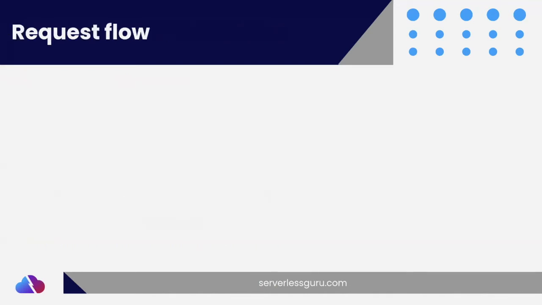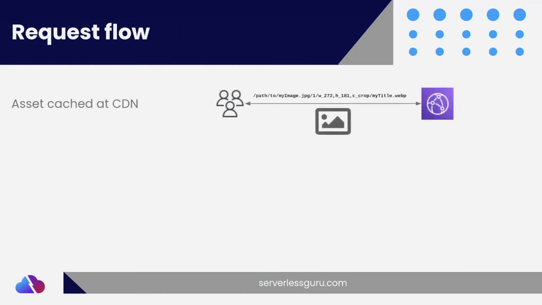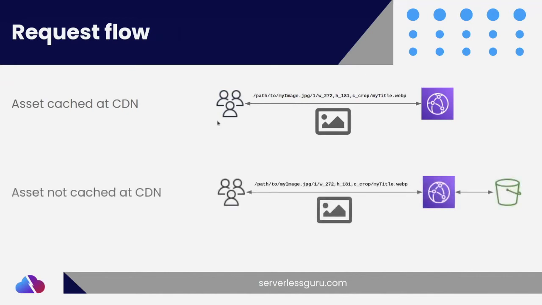So what will the request flow look like? The first case is when everyone is happy: the asset is cached at the CDN. Your client sends the request to CloudFront and CloudFront replies with the image. Now if the asset is not cached at the CDN level, the client requests from CloudFront. CloudFront says, I don't have it, fetches it from a bucket, puts it into CloudFront and returns it to the client. That's your basic static asset serving mechanism.